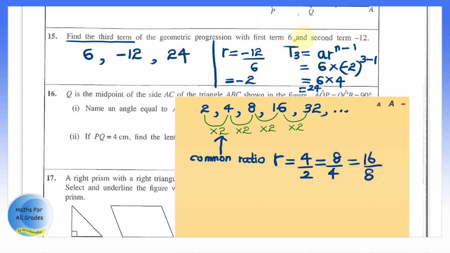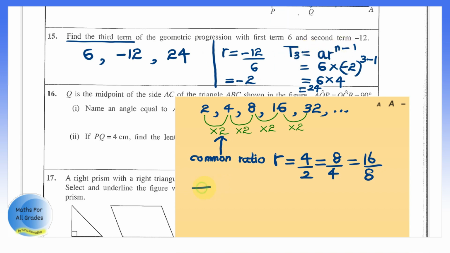They have given the first term and second term, it's 6 and minus 12. So to find the common ratio, we divide the second term by the first term and the answer is minus 2. So if you want to know the next term, you can simply multiply the second term by the common ratio minus 2 to get the answer, or you can use this formula.